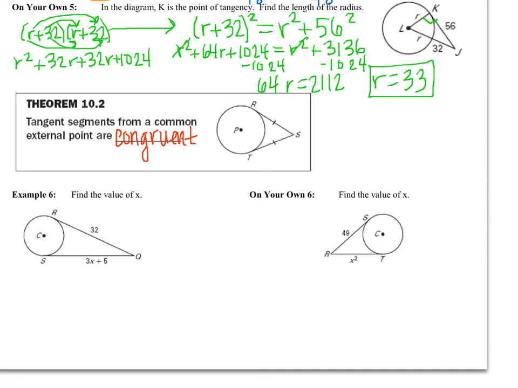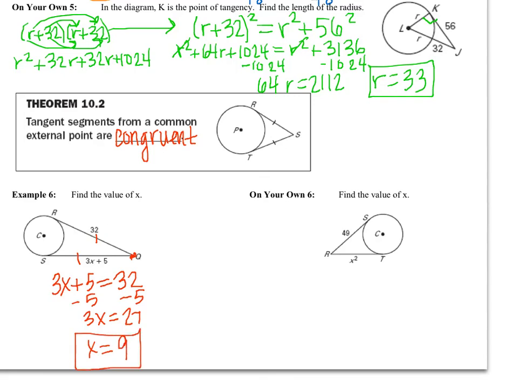For example 6, it says find the value of x. Well, since here's point Q, and we're going to assume these two segments are tangent, we can say these two are congruent. So we can say 3x plus 5 equals 32. Then solve it. Subtract 5 from both. So we have 3x equals 27. Divide them both by 3, and x equals 9. So there's my value of x. The directions just said find the value of x, so we did that right here.